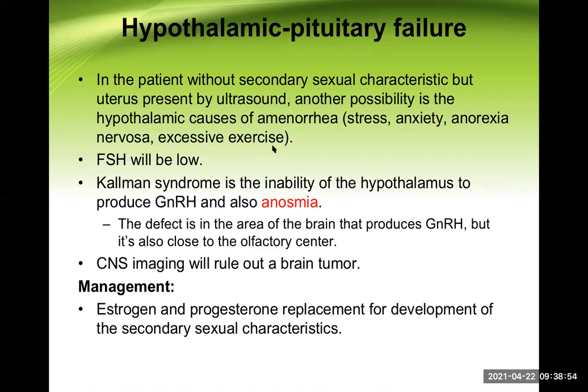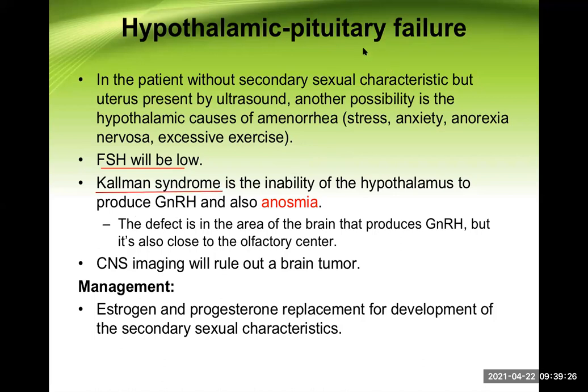Those women who do a lot of exercise, who are very active athletes, may suffer from amenorrhea. So in them, the hypothalamus is dysfunctional. But when we look for the internal genital organs of the female, they are present. In this condition, the FSH is low. There is one condition which is a part of this process, that is called Kallmann syndrome.